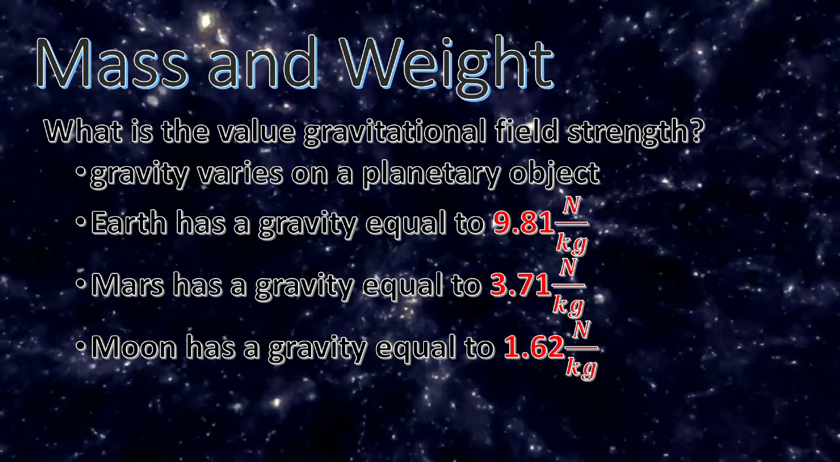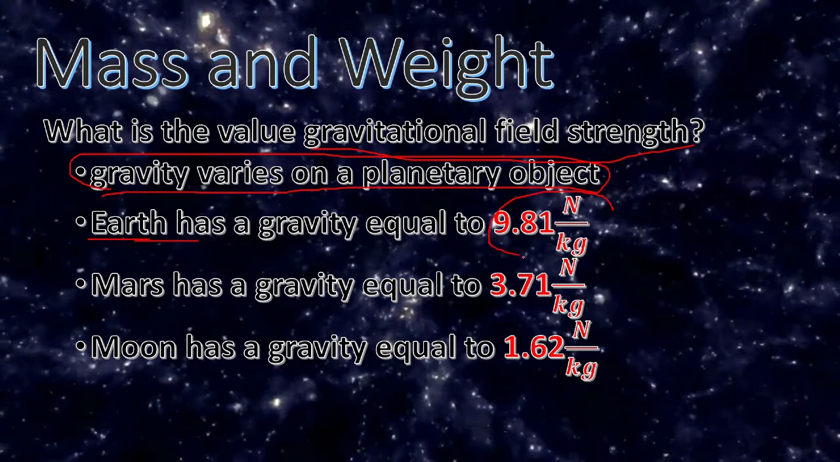But what is the value of gravitational field strength? Gravitational field strength varies depending on the planetary object. Let's say Earth. Earth has a gravity equal to 9.81. Some books use the converted version, equal to 10 newtons per kilogram. Okay, the unit is 10 newtons per kilogram.